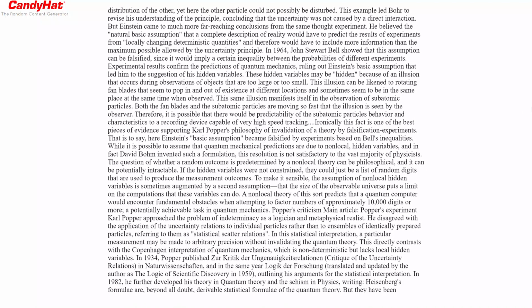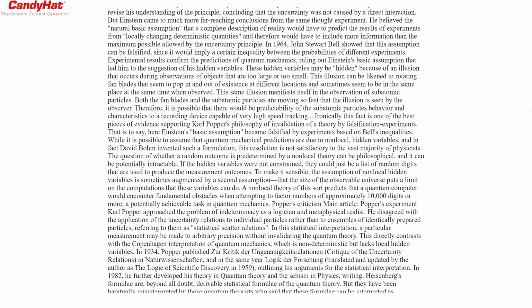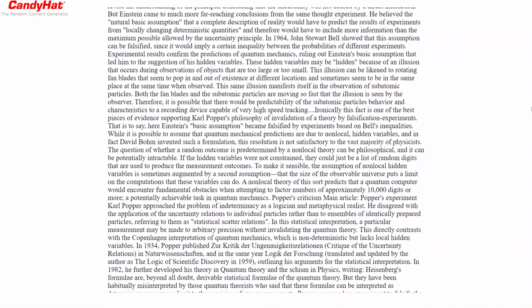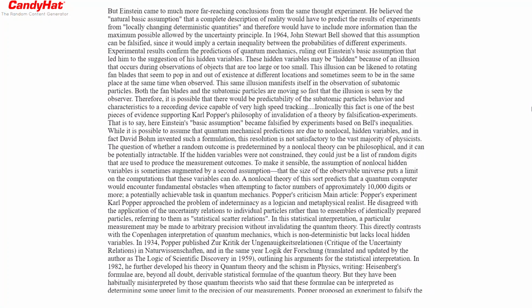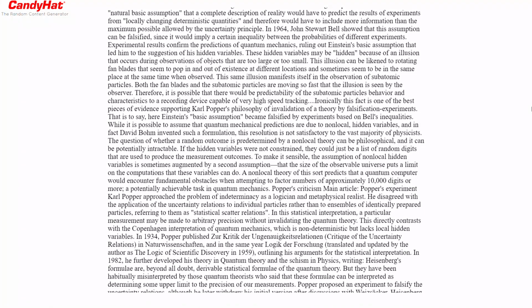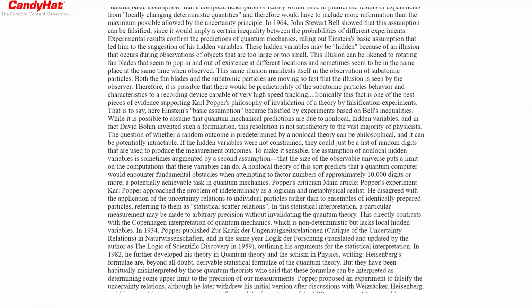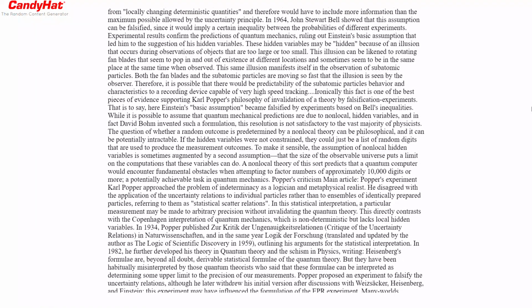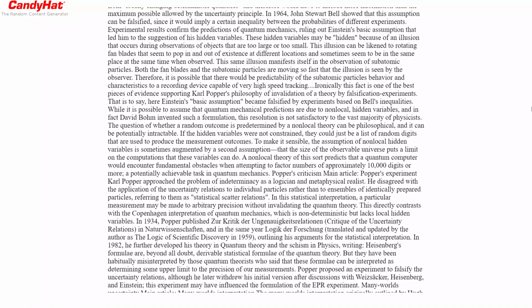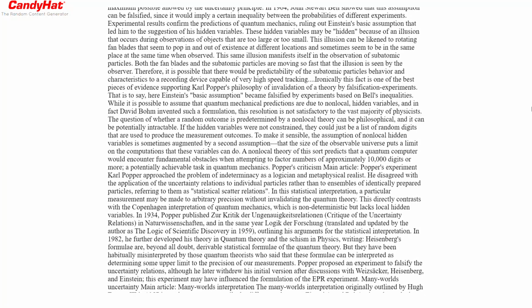Popper's criticism. Main article: Popper's experiment. Karl Popper approached the problem of indeterminacy as a logician and metaphysical realist. He disagreed with the application of the uncertainty relations to individual particles rather than to ensembles of identically prepared particles, referring to them as statistical scatter relations. In this statistical interpretation, a particular measurement may be made to arbitrary precision without invalidating the quantum theory. This directly contrasts with the Copenhagen interpretation of quantum mechanics, which is non-deterministic but lacks local hidden variables.